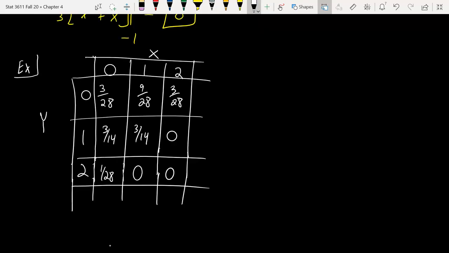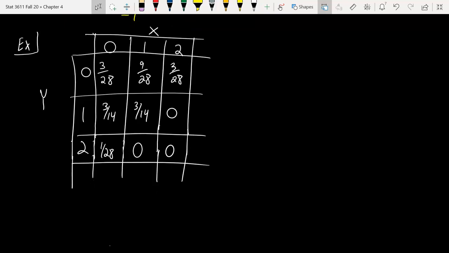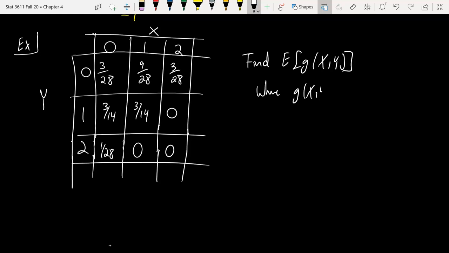Okay, this table should look familiar. We've actually used this joint PDF in many of our discrete examples when we were talking about joint PDFs before. What I want to do in this example is find the expected value of g of x, y. What's our function? This time it's a multivariate function. We're going to extrapolate our theorem where g of x, y is x times y.